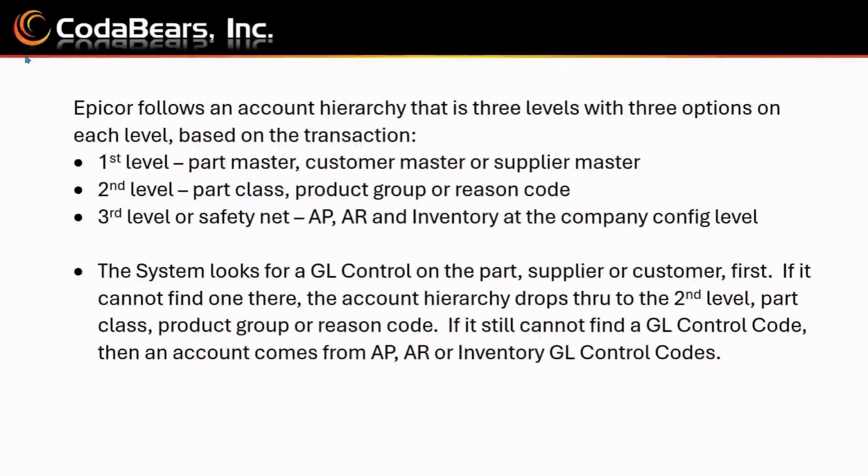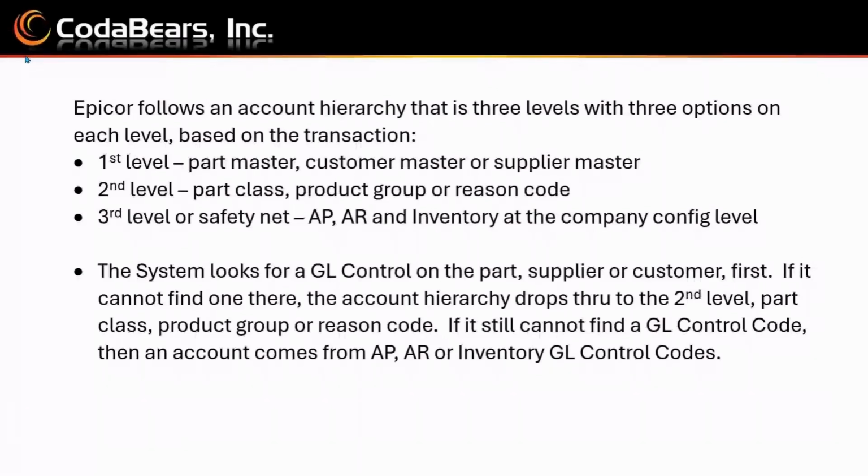If you're only going to buy one type of product from a supplier, that could be a use for that. Like you're only going to buy gas from your gas and utility company, or electricity from your electric company. So you could put a GL control on the supplier, and then that's the first place that the system looks for an account number, and if it finds one, it will use that in the transaction.